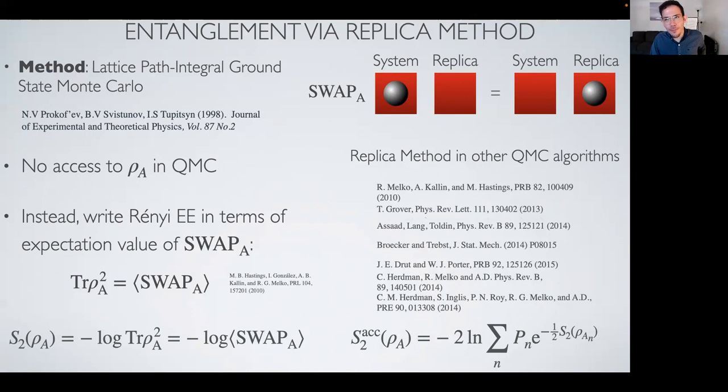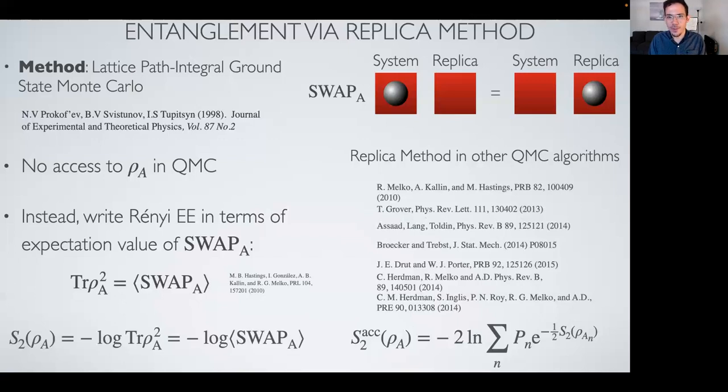In this method, there's no access to the reduced density matrix of A. So instead, what we do is the following. We can rewrite trace of rho A squared, which is a quantity on which the entanglement entropy depends, as an expectation value of the swap operator in the A subregion.